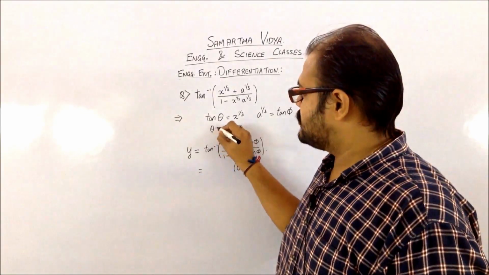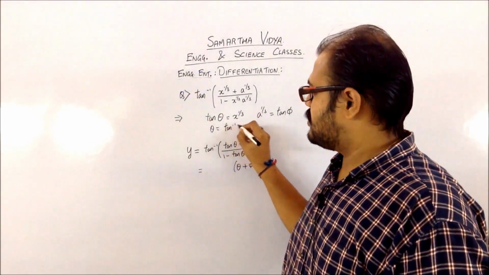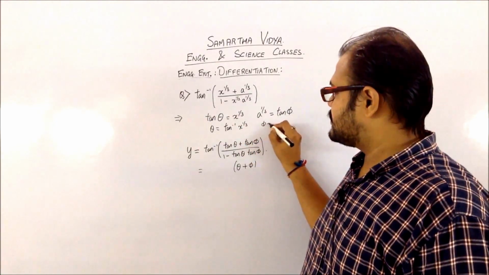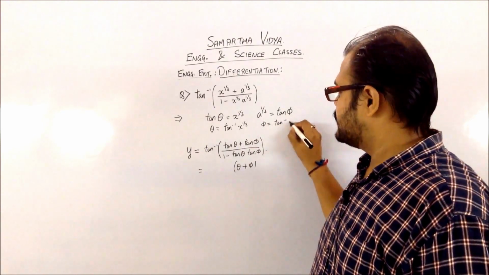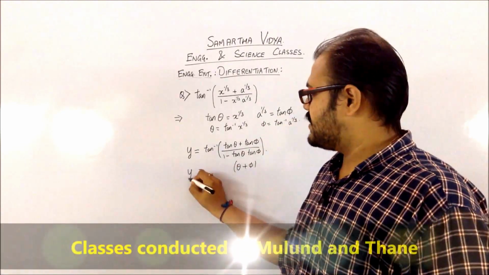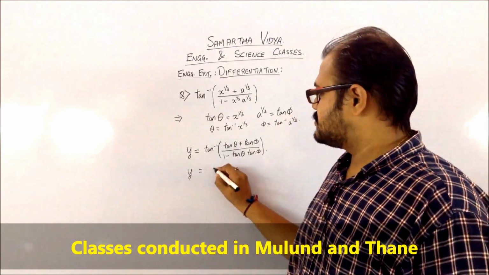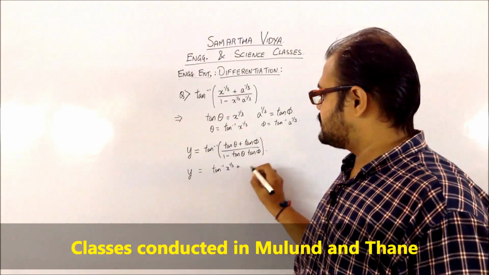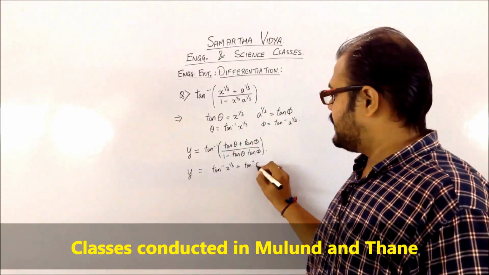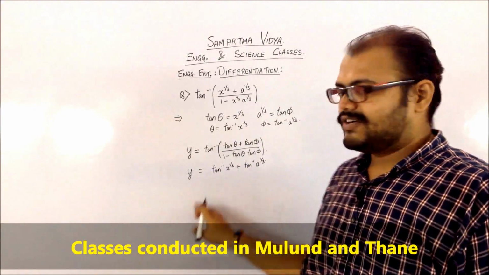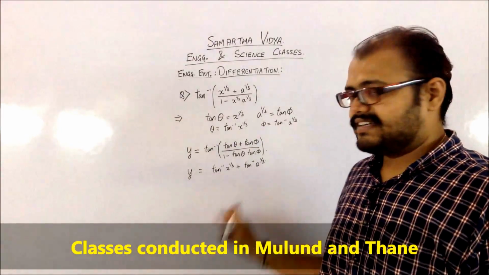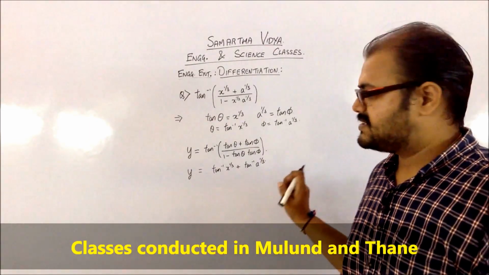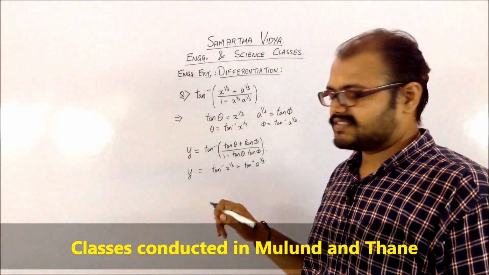So your theta is going to be nothing but tan inverse of x raised to 1 by 3, and your phi will be nothing but tan inverse of a raised to 1 by 3. So your y is going to be equated to tan inverse of x raised to 1 by 3 plus tan inverse of a raised to 1 by 3. So when you are taking the derivative of this, you can see that a is constant, so the second term is going to be equated to 0. The derivative of that term is 0. You will be having just derivative of this.